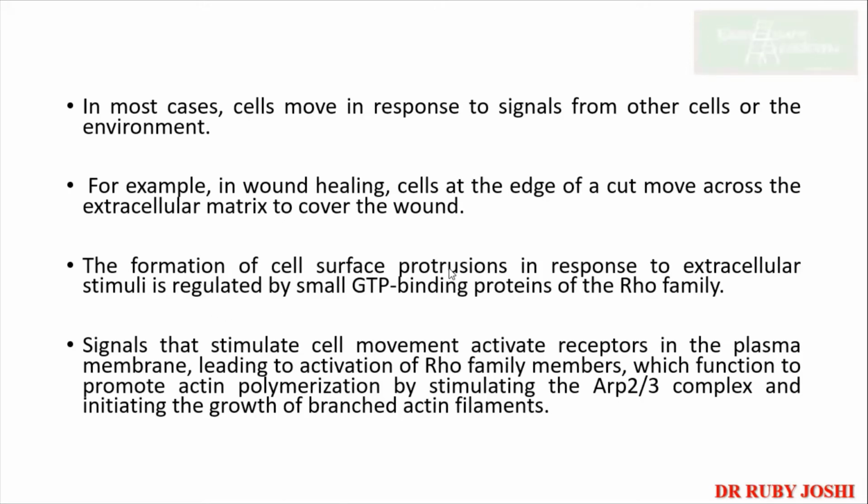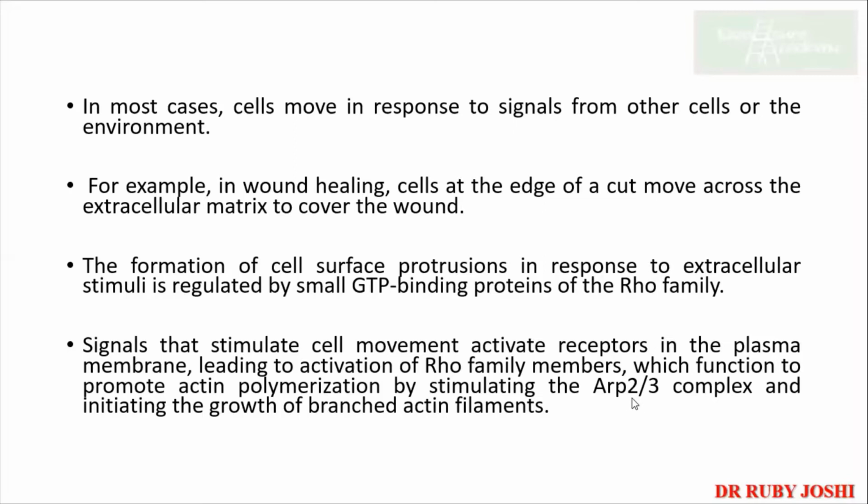The formation of the cell surface protrusion in response to extracellular stimulus is regulated by, again, small GTP binding proteins known as Rho. Already we have talked about RAF and RAS; Rho also belongs to the same family. Do not get confused with this Rho protein and the other termination factors. These are different. Signals that stimulate cell movement activate receptors in the plasma membrane, leading to activation of the Rho family. Now, Rho family members will activate or promote polymerization by stimulating your ARP2/3 complex.